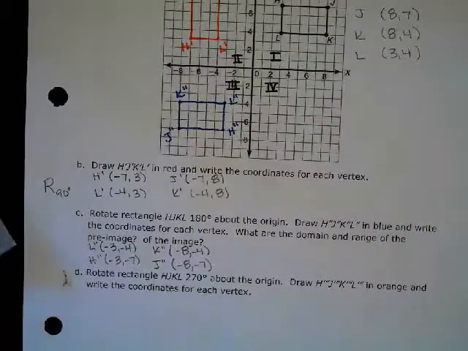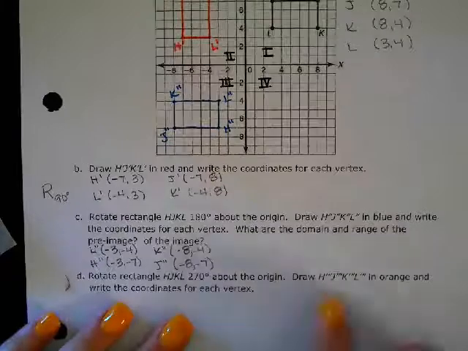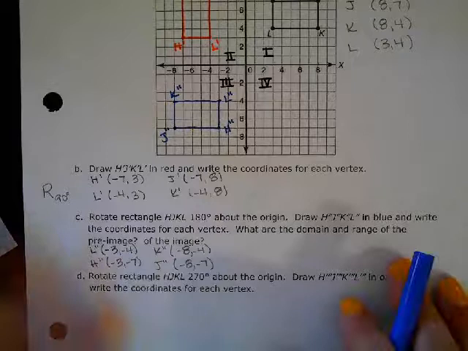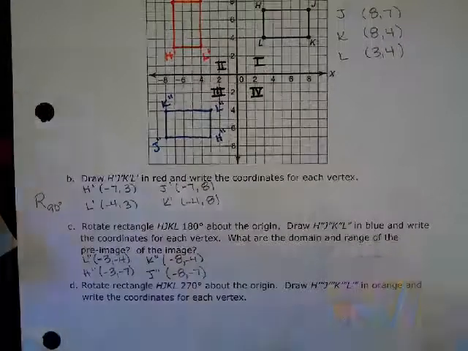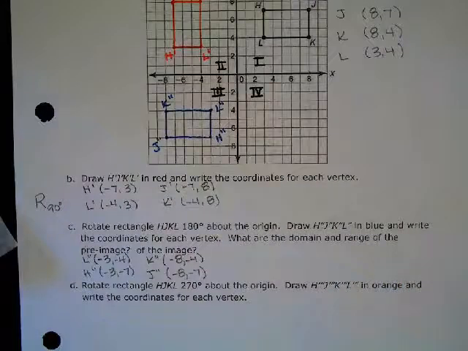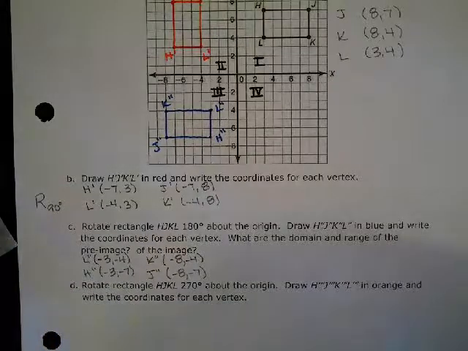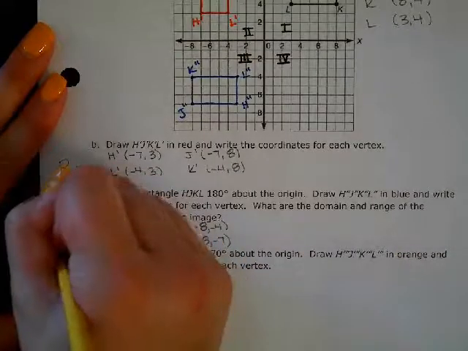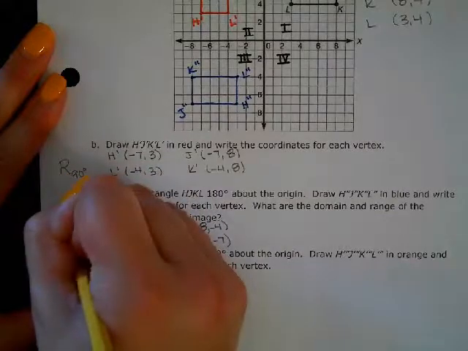For now, we're going to ignore the domain and range question. We're going to come back to that and do it for every single problem, okay? For this one, the notation that we would use is we would say R sub 180 degrees, so rotation of 180 degrees.